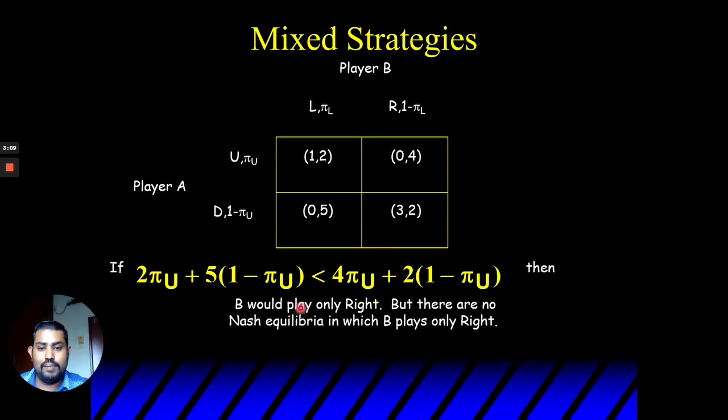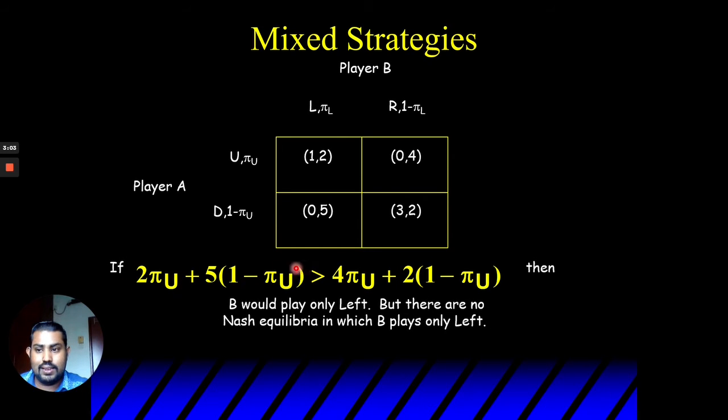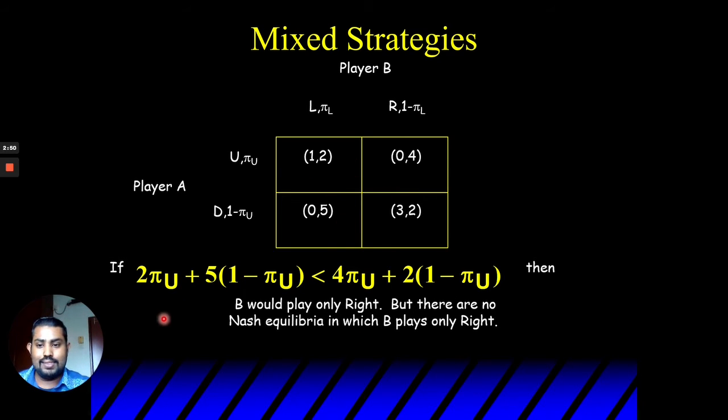So B will play only right. Previously, if the left-hand side is more than the right-hand side, then definitely B will only play left. But here we don't have any equilibrium in the left. So next, we do the same thing: if it's less than, it means the left will be higher than the right.